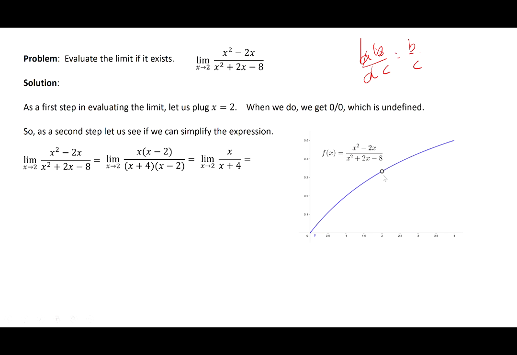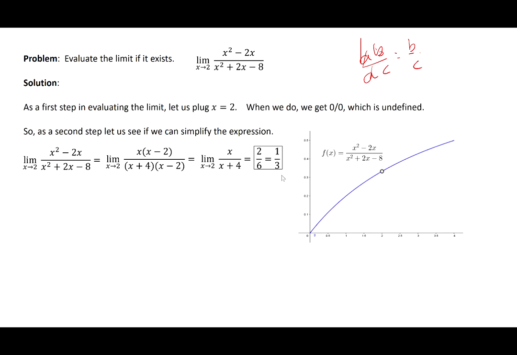If we were to fill the hole up, whatever the y value is, that is precisely the value that the y values would approach as x approaches 2 from the right. So that's why we can simplify and then plug in the value x equals 2. If you plug in, you get 2 over 2 plus 4, and that's equal to 2/6 or 1/3. So the limit of this is 1/3.